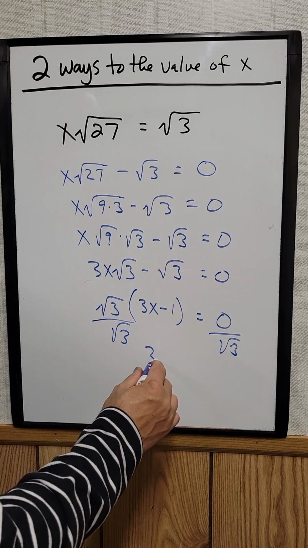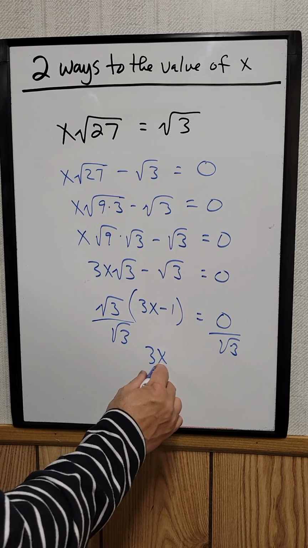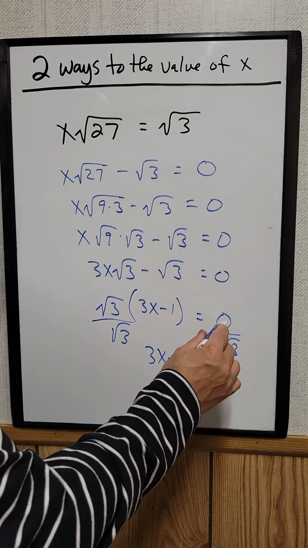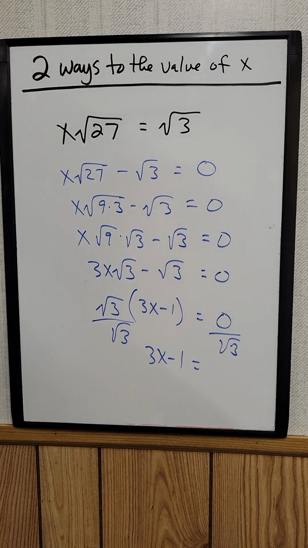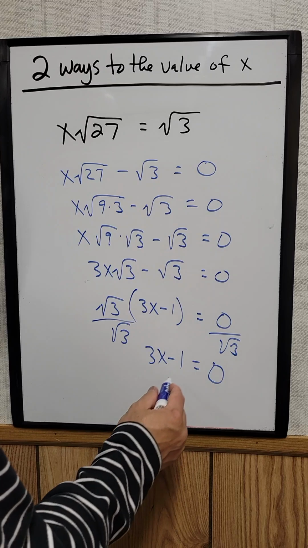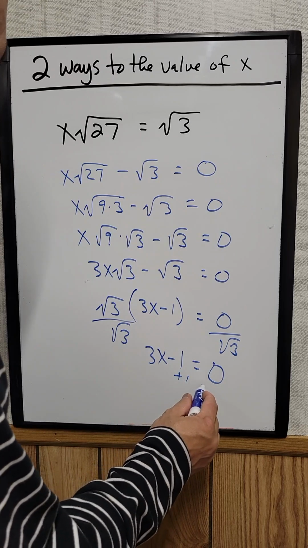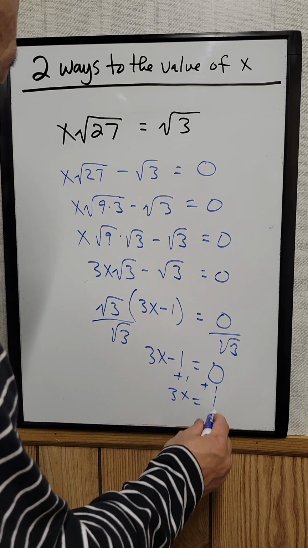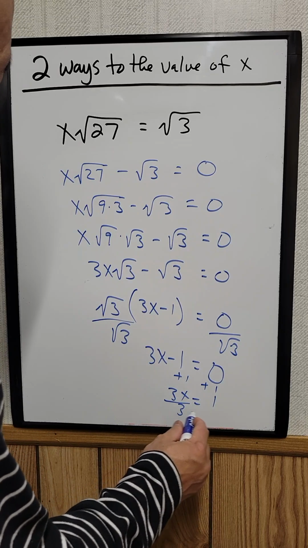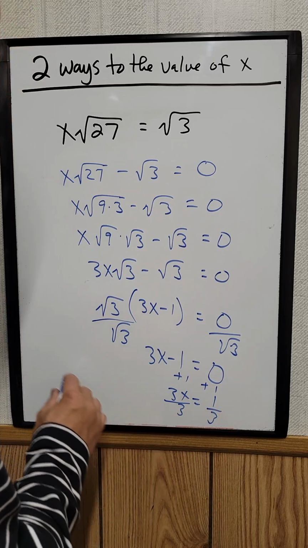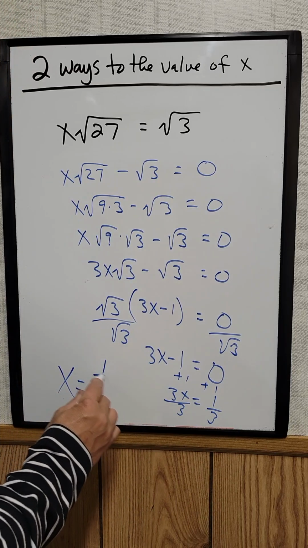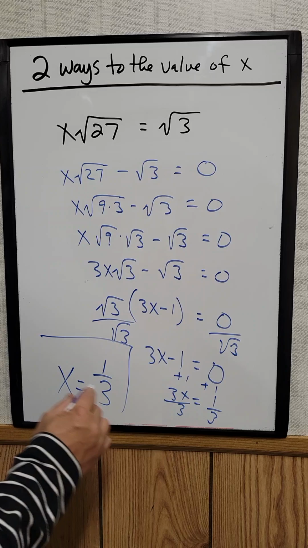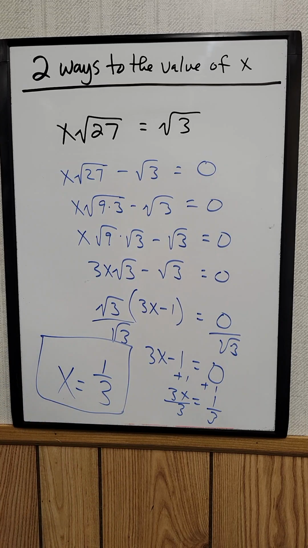Now we have left us 3x minus 1 equal to 0. And then we add 1 on both sides. So 3x is equal to 1, and then divide both sides by 3. So x is equal to 1/3. That's the long way. If you want the short way, that's the first method. The second method is the long way to do it.